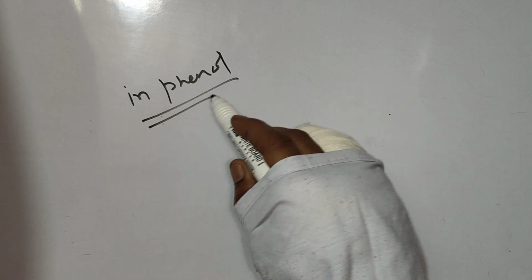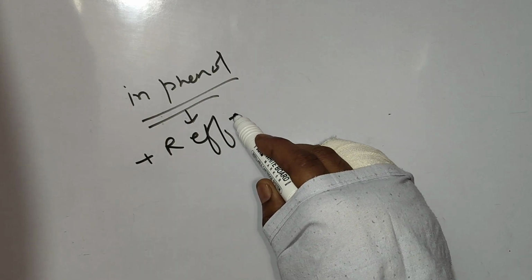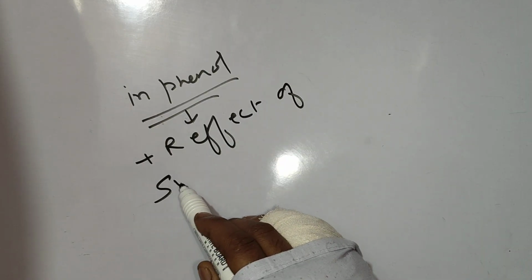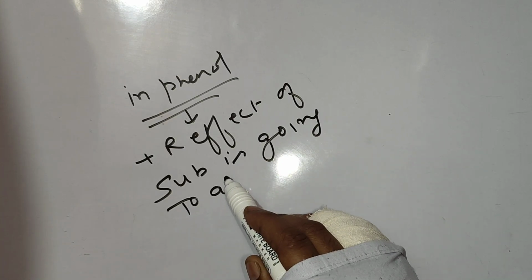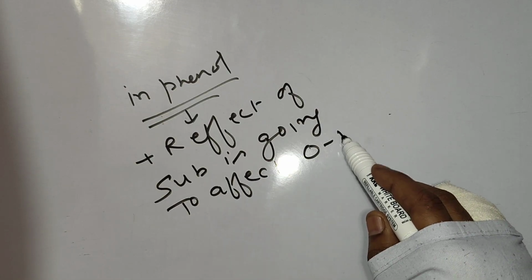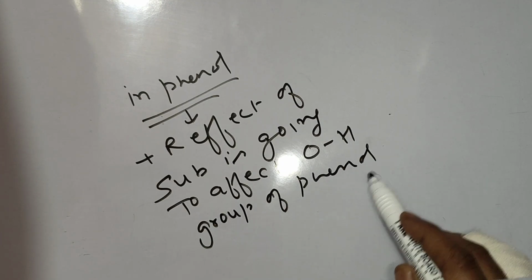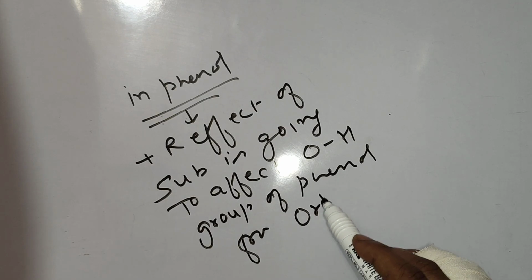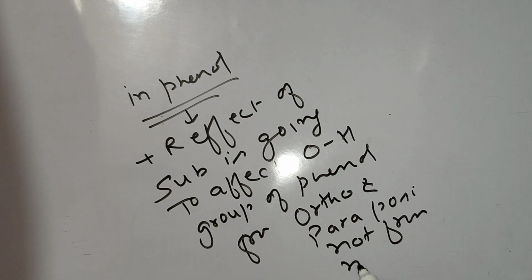in phenol, if a substituent is showing plus R effect, the plus R effect of the substituent is going to affect the OH group of phenol from the ortho and para positions, not from meta. This is the main point.